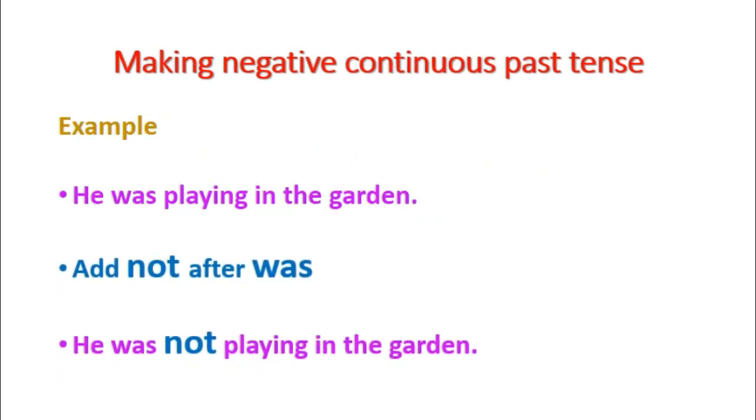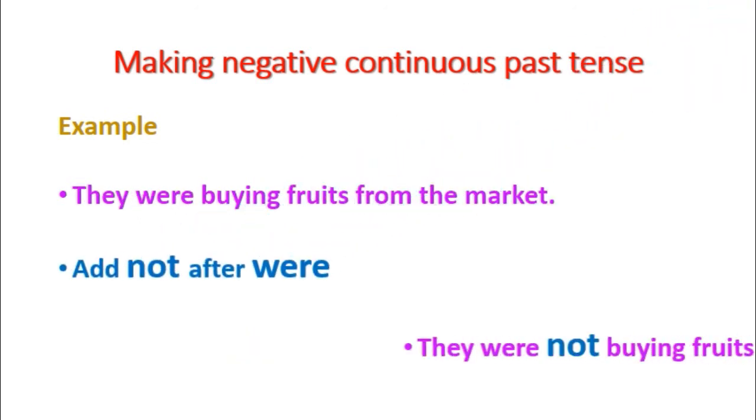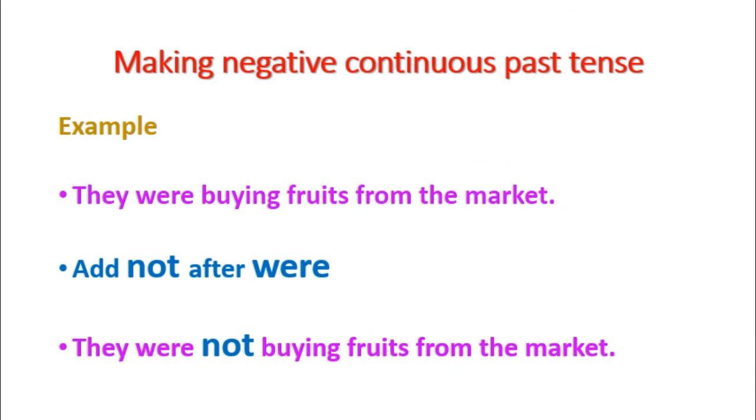Students, let's see few examples. He was playing in the garden. Add not after was. He was not playing in the garden. Example. They were buying fruits from the market. Students, you will add not after were. They were not buying fruits from the market.